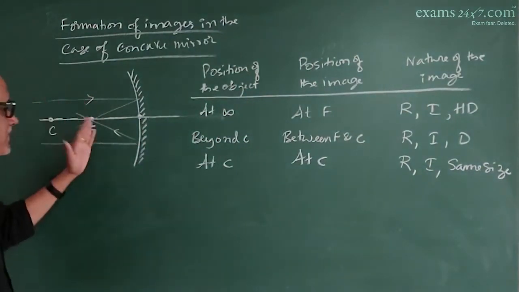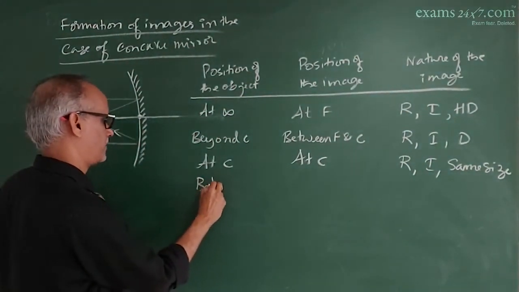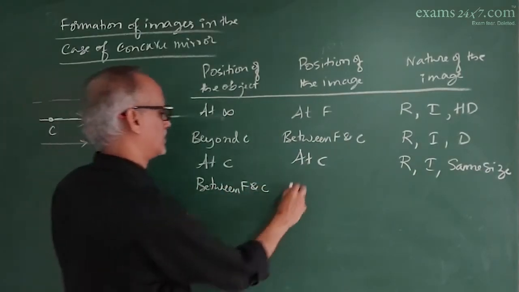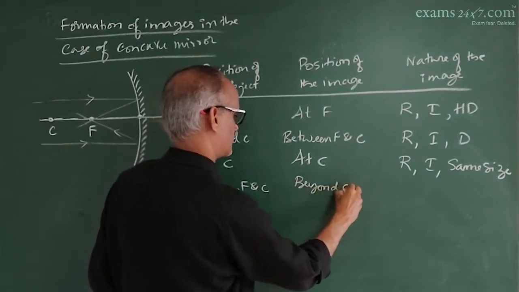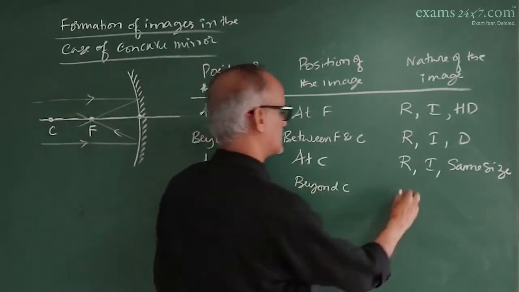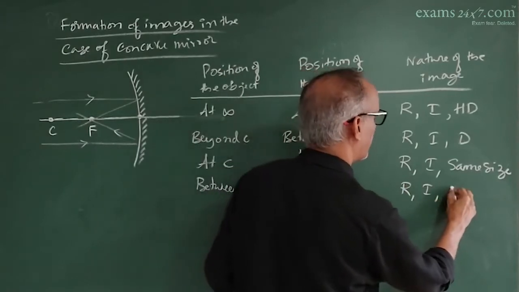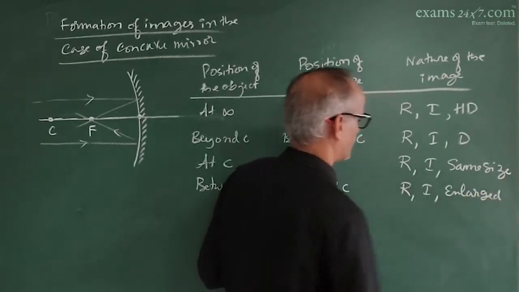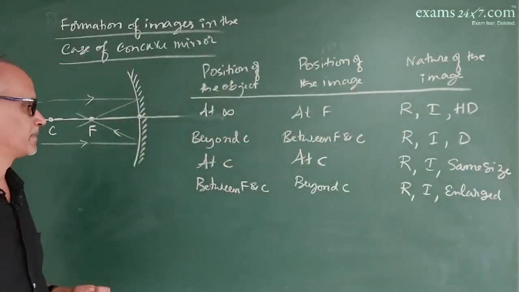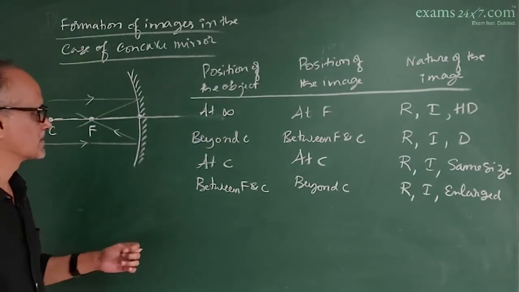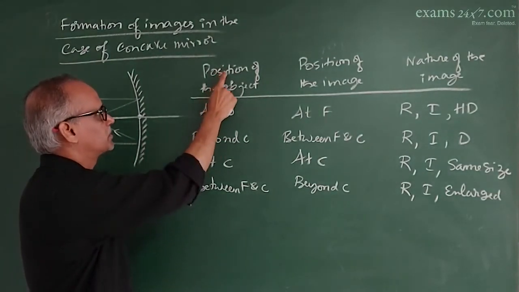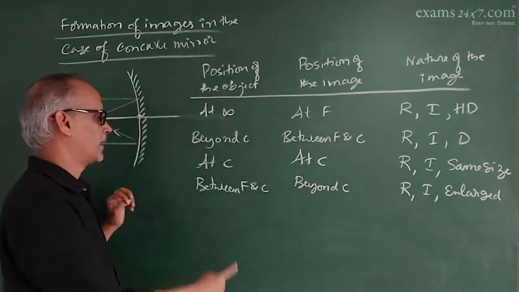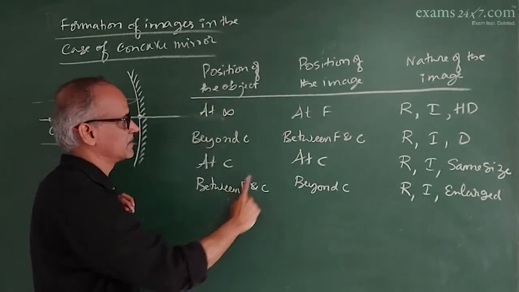And now when it is placed between F and C, the image will be formed beyond the C. The nature of the image is real, inverted, and it's an enlarged image. Okay, enlarged. It's also called a magnified image. Now you can see here, when the position of the object is beyond the C, we get the image between F and C. And when the object is between F and C, we get the image beyond the C.